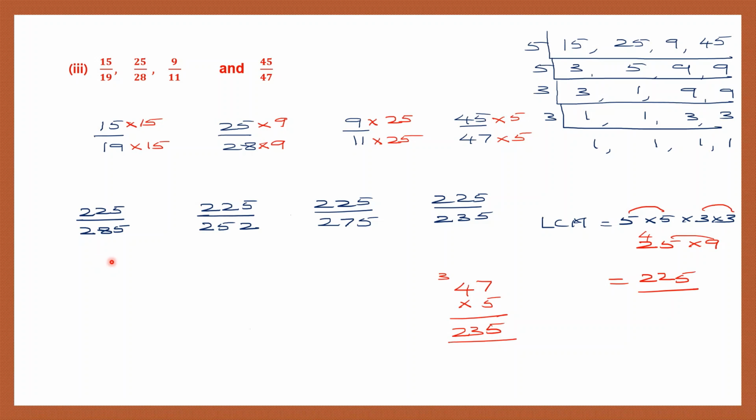The first one is 225 by 285. Second one 225 by 252. Third 225 by 275. And the fourth one 225 by 235. All numerators are the same.